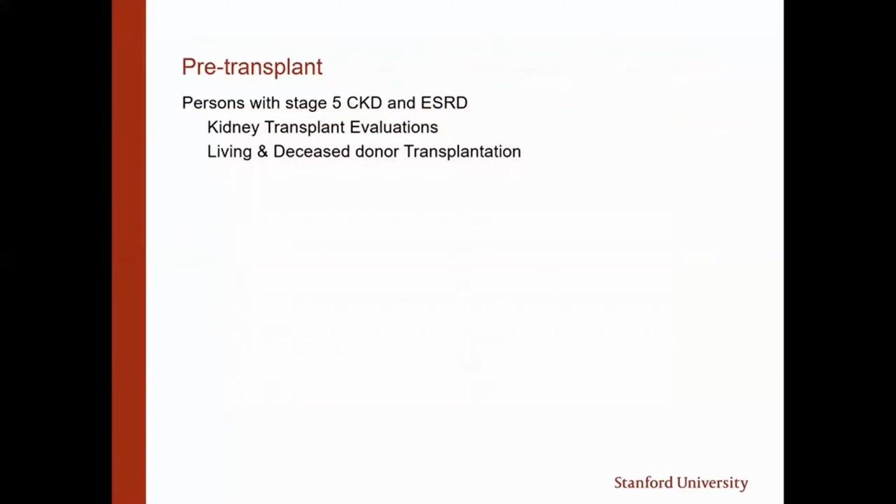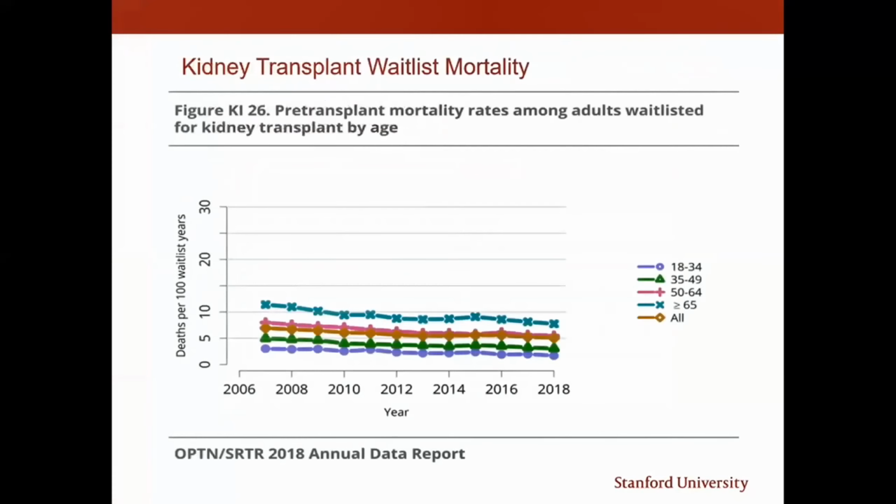So far, we have focused on individuals who have already received kidney transplant. So I'm going to switch gears to individuals who have stage 5 chronic kidney disease and end-stage renal disease and are waiting for kidney transplantation. How have we been approaching our kidney transplant evaluations and deciding whether or not to move forward with kidney transplant listing? And what have we been doing to ensure our living and deceased donor kidney transplants can continue safely?